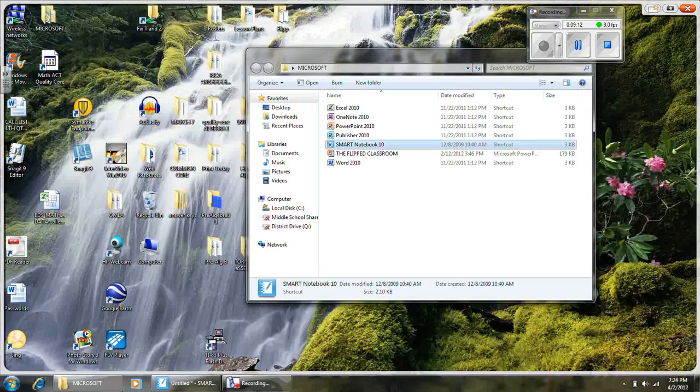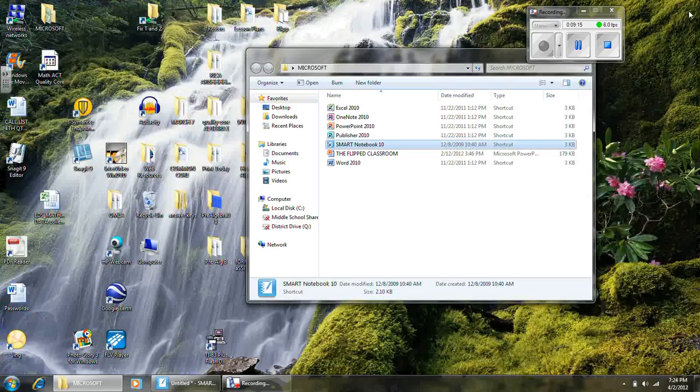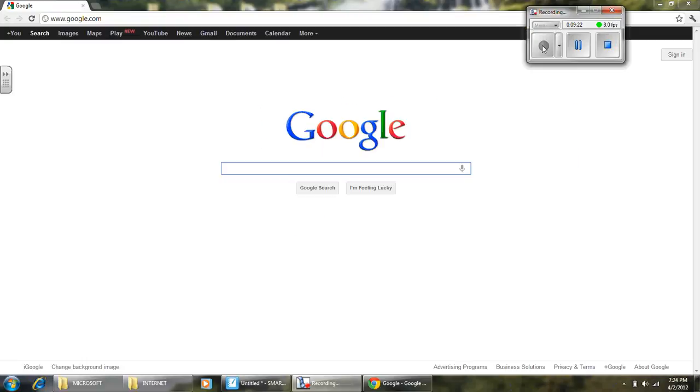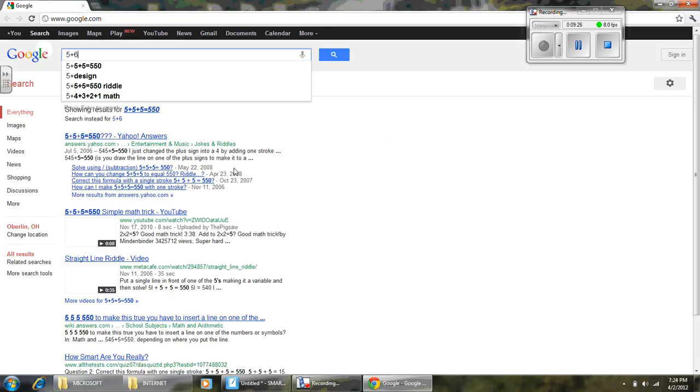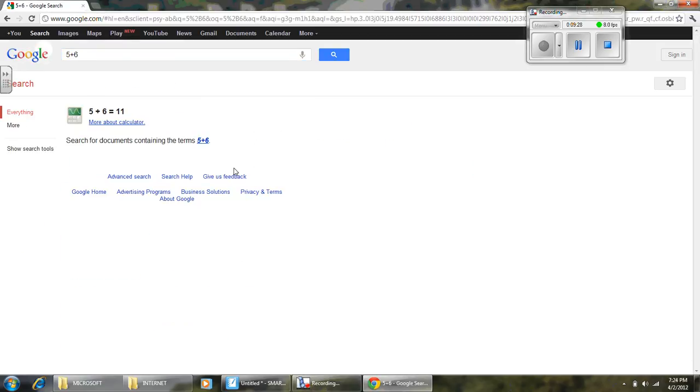I am going to show you something pretty cool here. Hold on a second. My airliner keeps going into draw mode. I am going to bring up Google Chrome. And I don't know if you realize this, but Google is a calculator. 5 plus 6, enter. And there we go, it's 11. You see how it does it for me there?